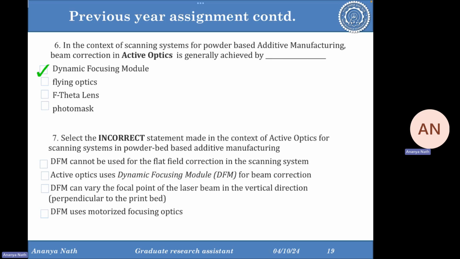Select the incorrect statement made in the context of active optics for scanning system in powder bed additive manufacturing. DFM cannot be used for the flat field correction in the scanning system. No. Active optics uses dynamic focusing. Yes, it is obviously true. DFM can vary the focal point of the laser beam in the vertical direction. Yes. And DFM uses motorized focusing optics, yes.